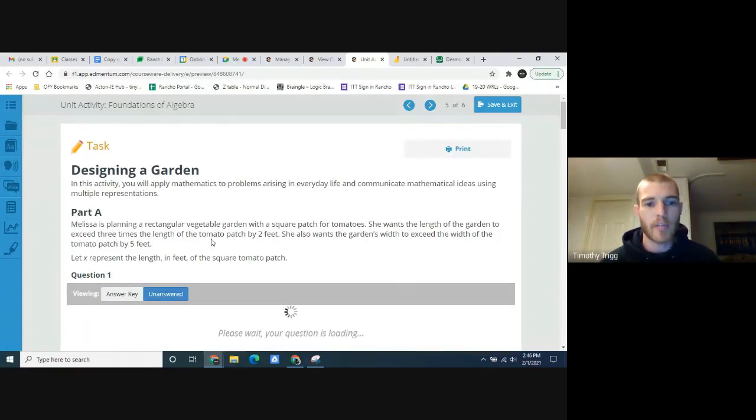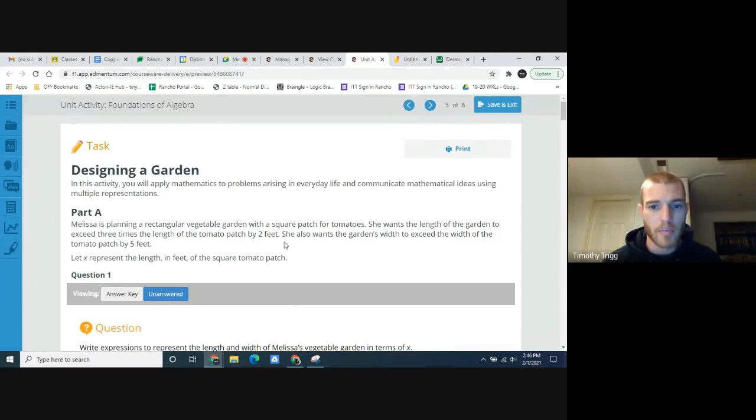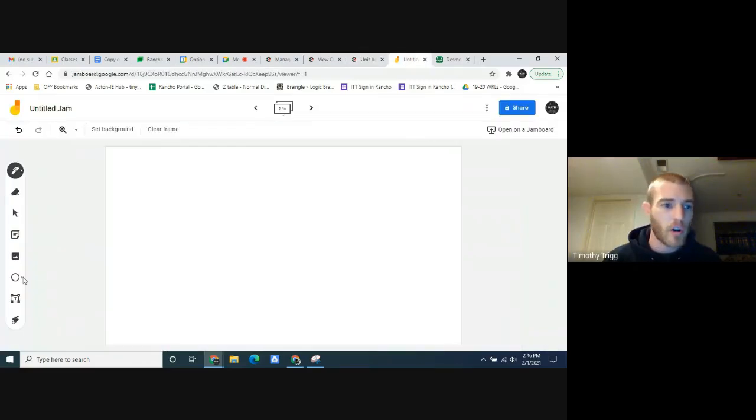Melissa is planning a rectangular vegetable garden with a square patch for tomatoes. She wants the length of the garden to exceed 3 times the length of the tomato patch by 2 feet. She also wants the garden's width to exceed the width of the tomato patch by 5 feet. So for this, let me just try to draw a picture here.